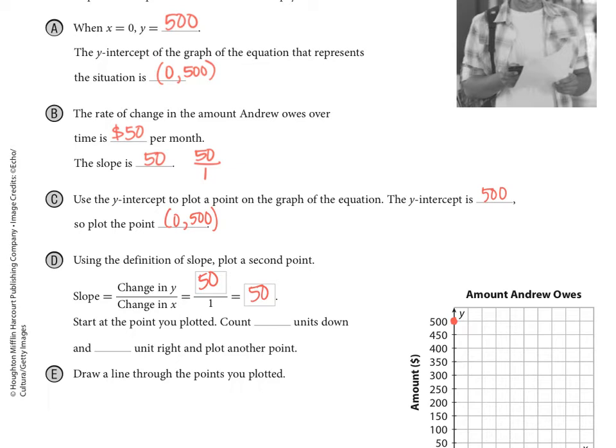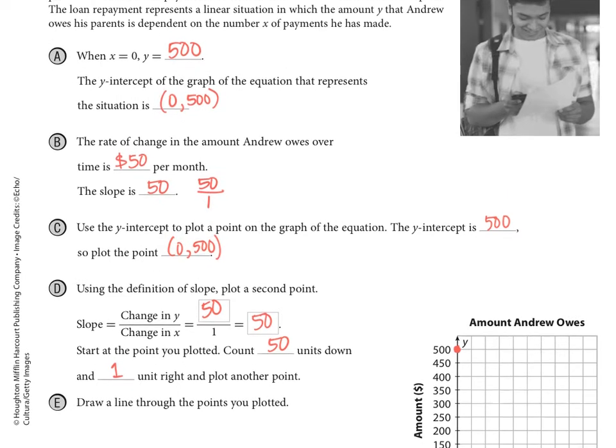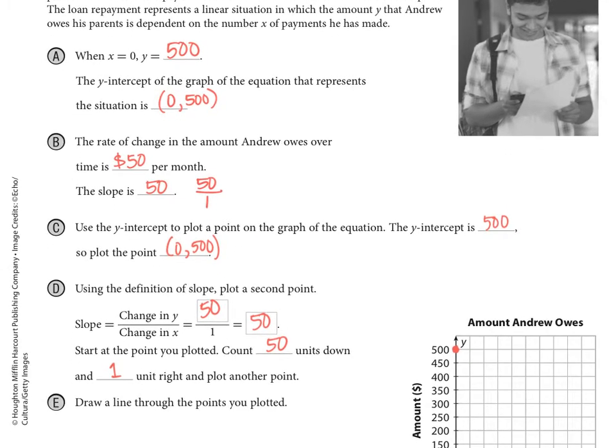So we're going to start at the point that we plotted already, the y-intercept at 0, 500. We're going to count 50 units down, because that's our change in y, and then 1 unit to the right. You can also think of this as the rise and run. And as I'm explaining that, I just realized I made a mistake. Think about what the rate of change actually means. Are we adding to the $500, or are we taking away from the $500? And so the mistake that I made was this is actually going to be negative 50.